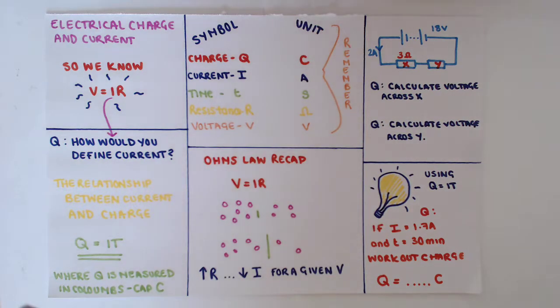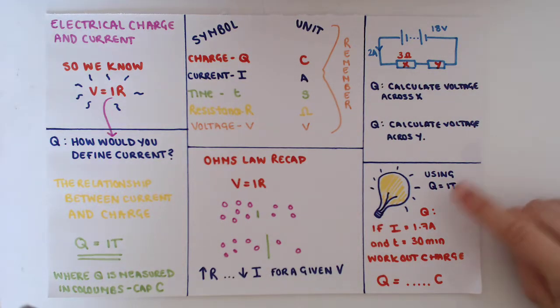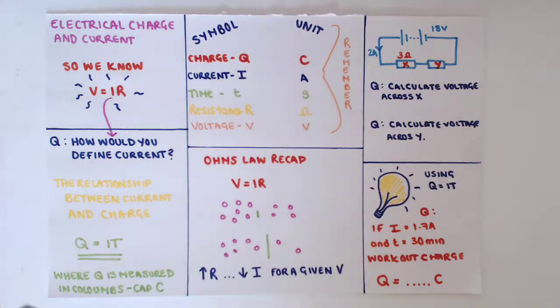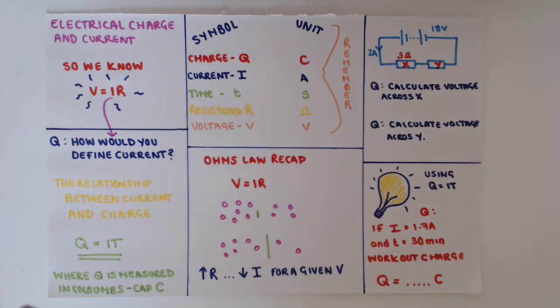Okay, now we're going to use the equation Q equals IT. This is going to be a simple, typical exam style question. If you have a light bulb with a current of 1.7 amps, working for 30 minutes, I want you to pause the video and try to work out what the charge is. Okay, hopefully you've unpaused the video now.